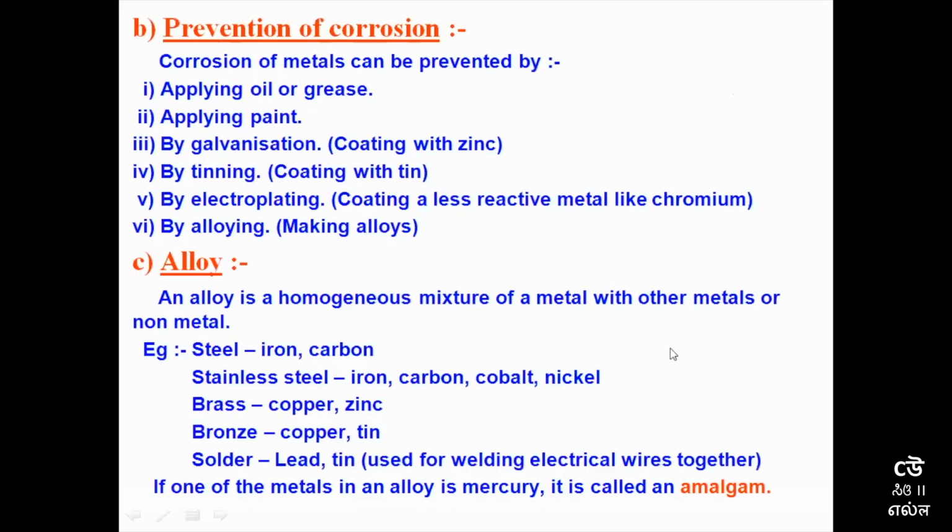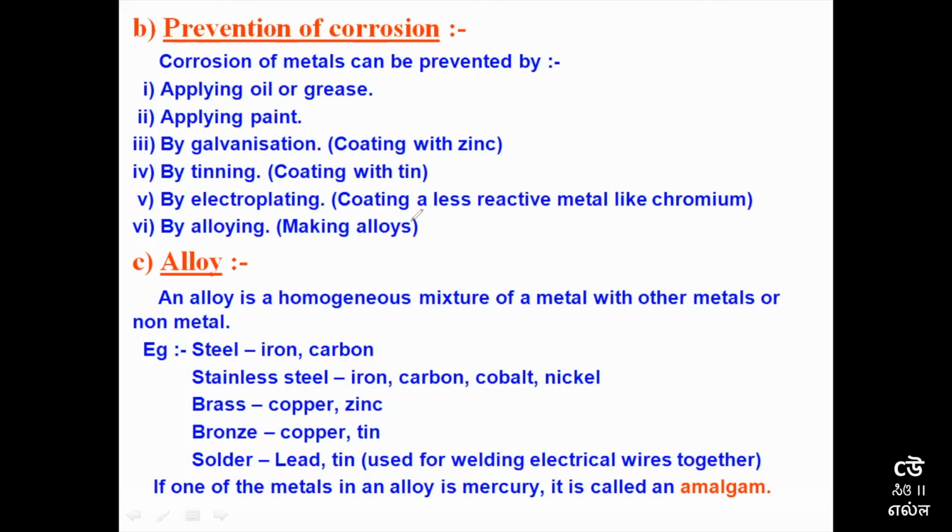Moving on, let's talk about how we can prevent corrosion, because if corrosion is taking place in some way or other, it is going to affect the properties of metals. So let's learn about how we can prevent corrosion. Our first statement is that corrosion of metals can be prevented by applying oil or grease, or application of paint, because whenever we apply anything, it will form a protective layer, and that's how both air and moisture won't be able to combine together to cause corrosion or rusting.